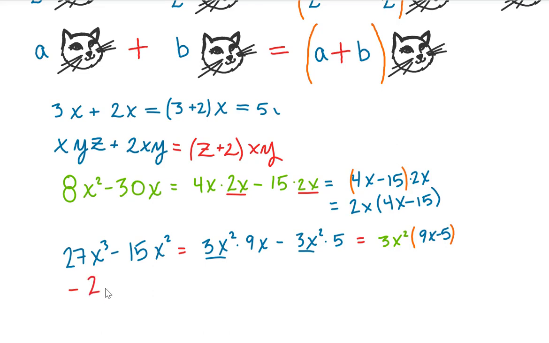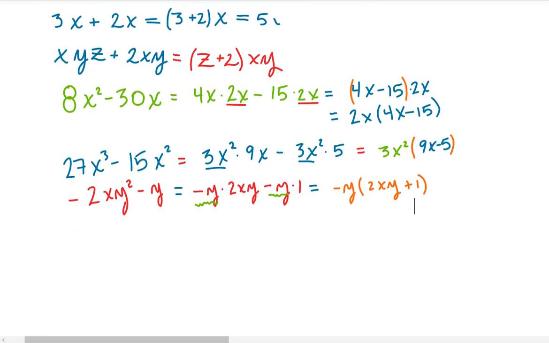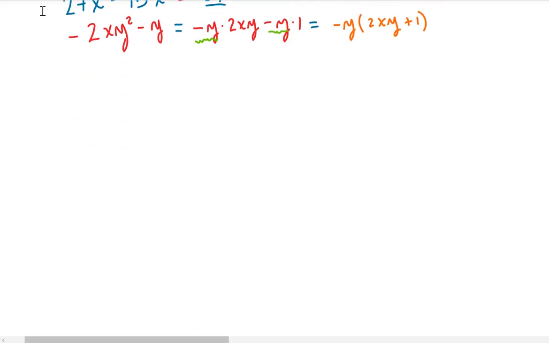How about negative 2xy squared minus y? Well, both of the terms have negatives, so we can factor that. And they also have y's, so we'll factor out a negative y from the first term. And in the second term, we can factor a negative y, and we're left with a negative y times 1. So altogether we have negative y times 2xy plus 1. If you're going to make a mistake, it's probably going to be here. You need to remember that when you factor a negative, to change the sign.